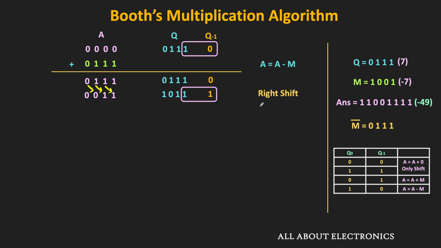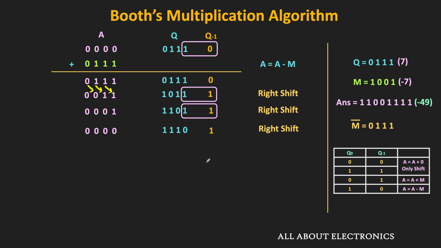That means now, after the arithmetic right shift operation, this will be the new content of the AQ and the Q minus 1. And once again, now this Q0 and the Q minus 1 bits will be compared. So once again, since they are 1, 1, no arithmetic operation will be performed and directly we will perform the right shift operation. So after the third arithmetic right shift operation, this will be the content of the AQ and the Q minus 1.